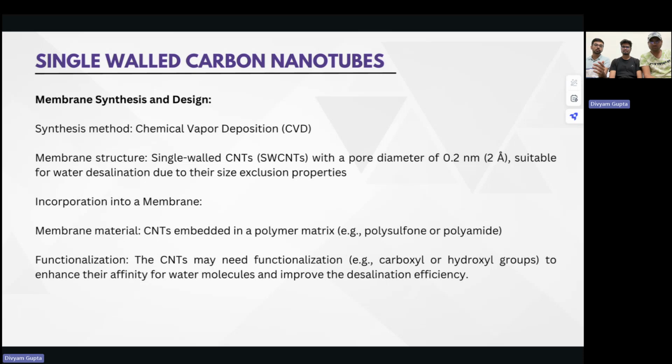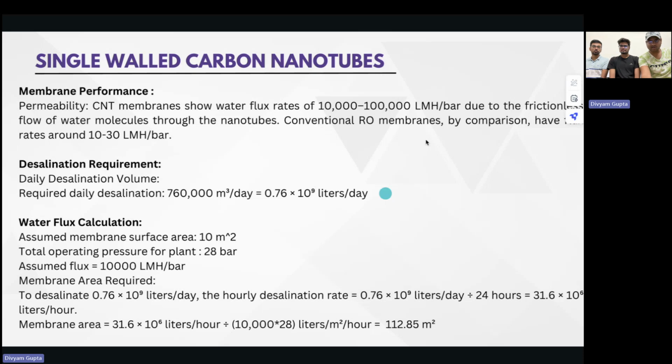The membrane structure in our project will be single walled carbon nanotube with a core diameter of 0.2 nanometers. This is designed based on the hydrated ion sizes which we'll be dealing with. Then they will be embedded in a polymer matrix of either polysulfone or polyamide. And occasionally we might add functional groups like carboxyl or hydroxyl to enhance their affinity for water molecules and improve efficiency.